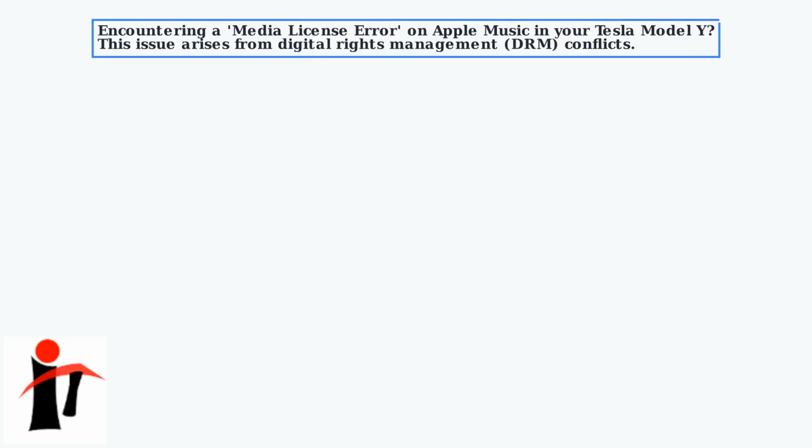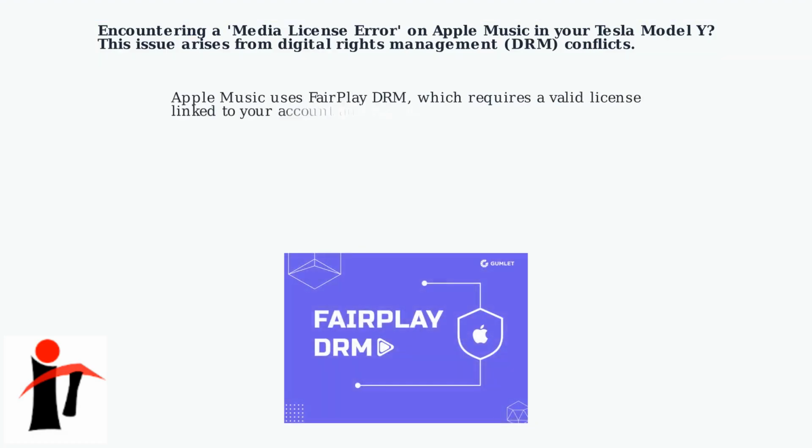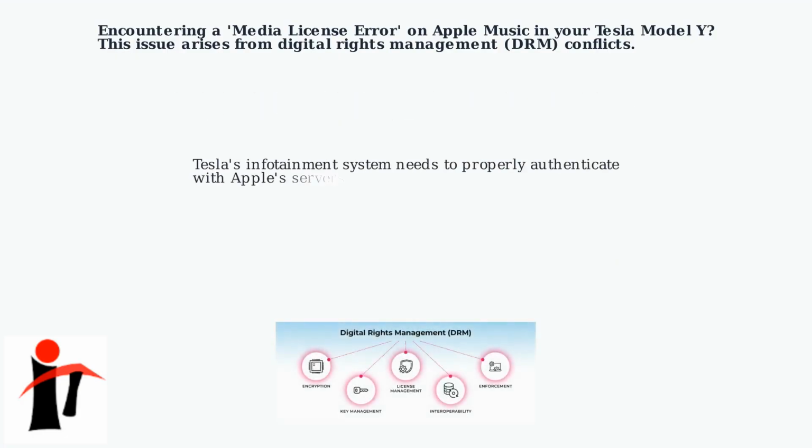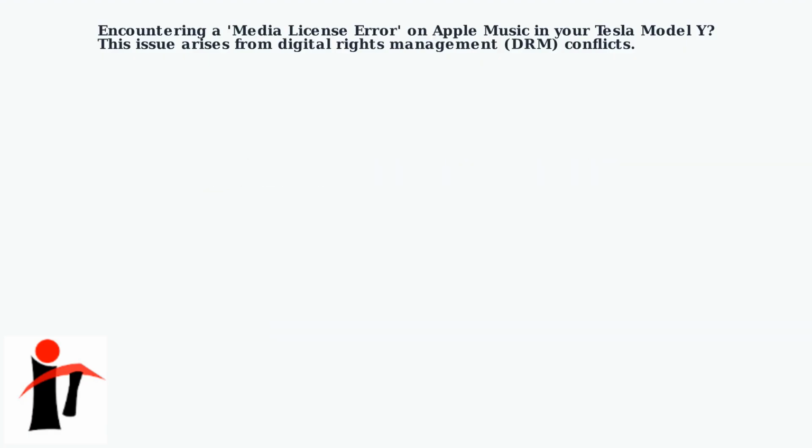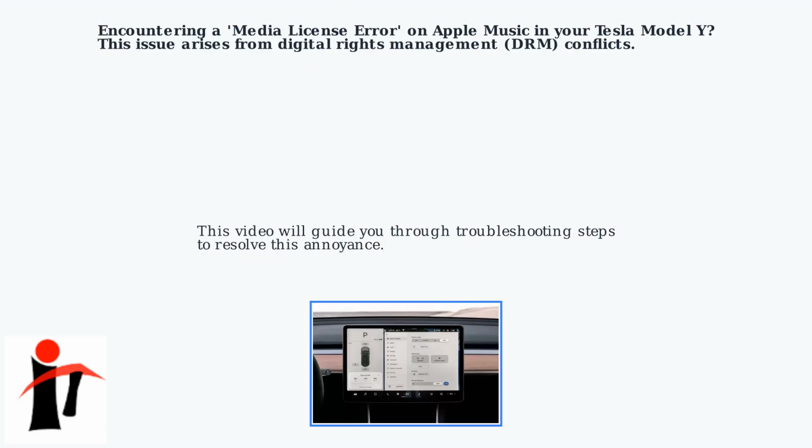Encountering a media license error on Apple Music in your Tesla Model Y? This issue arises from digital rights management (DRM) conflicts. Apple Music uses Fair Play DRM, which requires a valid license linked to your account and region. Tesla's infotainment system needs to properly authenticate with Apple's servers. This video will guide you through troubleshooting steps to resolve this annoyance.